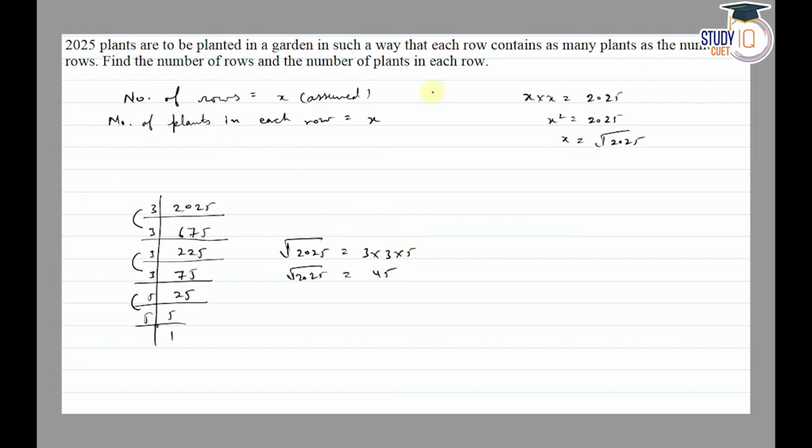So, the number of rows is 45 and the number of plants in each row is also 45. This is what we had to find out. Number of rows 45 and number of plants in each row is also 45.